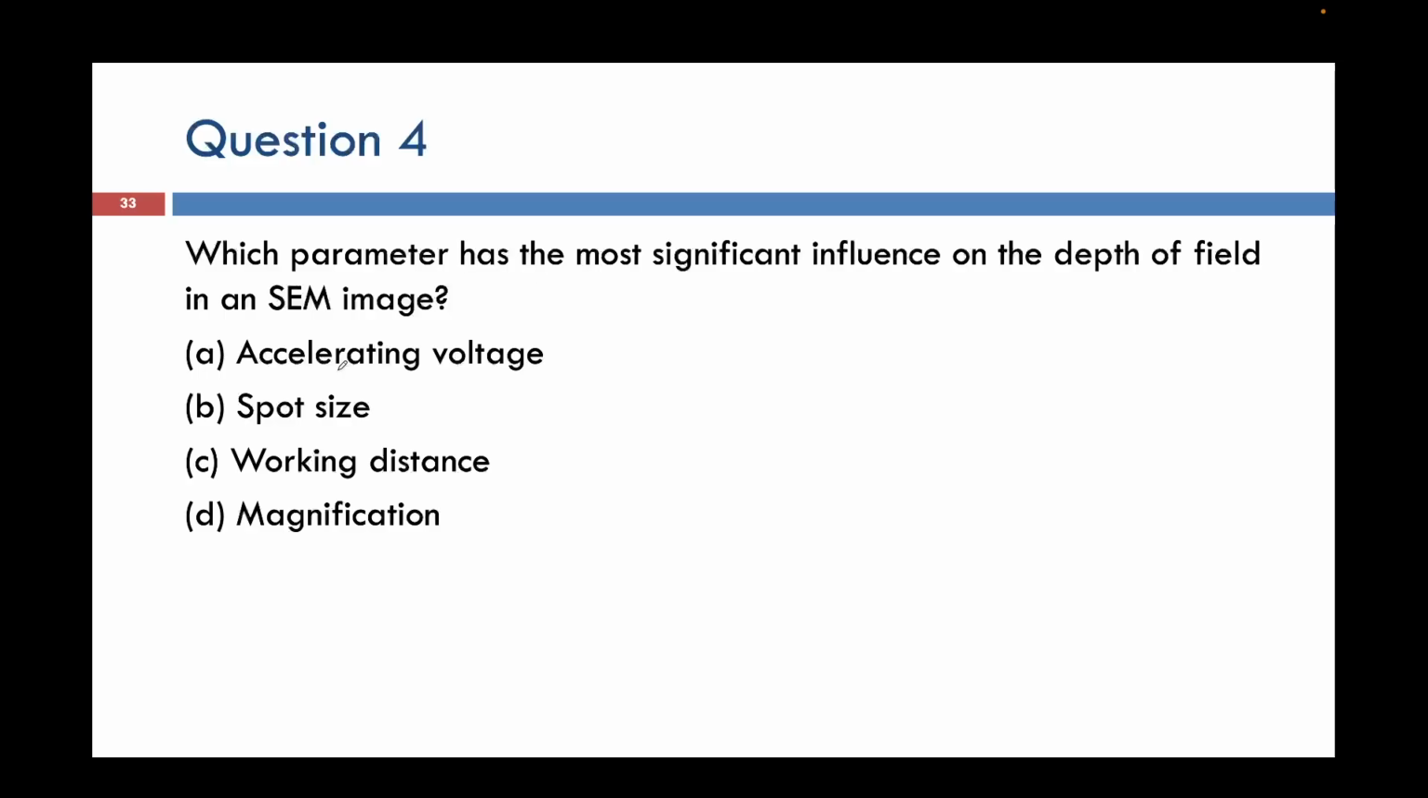Which parameter has the most significant influence on the depth of field in an SEM image? We just discussed depth of field. I told that in SEM, in some textbooks, the depth of field is also written as depth of focus, in case of SEM only. So which parameter has the most significant influence? Accelerating voltage, spot size, working distance, and magnification.